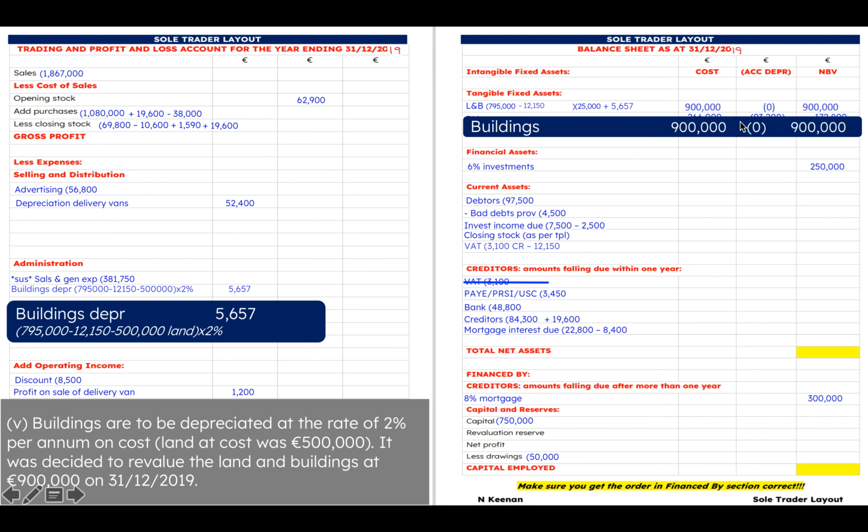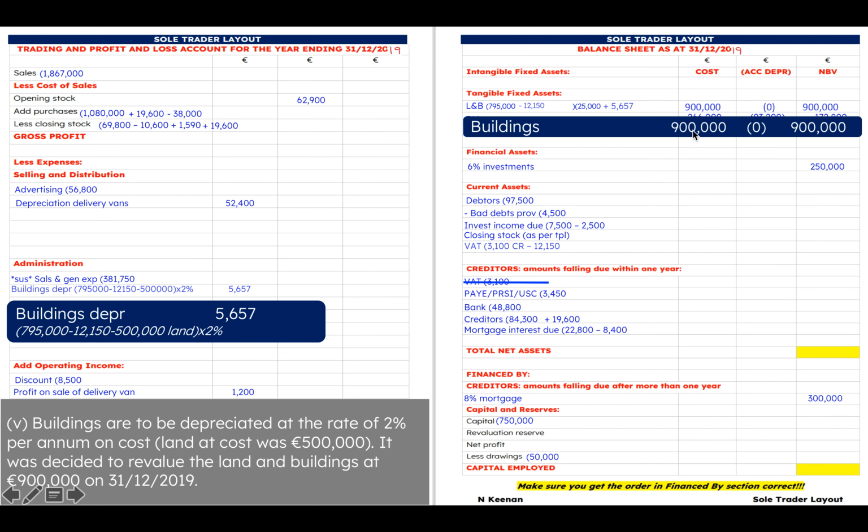Now, however, it did say to us that the land and buildings was going to be revalued at the end of the year to 900,000. So your cost here is going to be 900,000. You'll have nothing in the accumulated depreciation, and you'll have 900,000 in the net book value here.